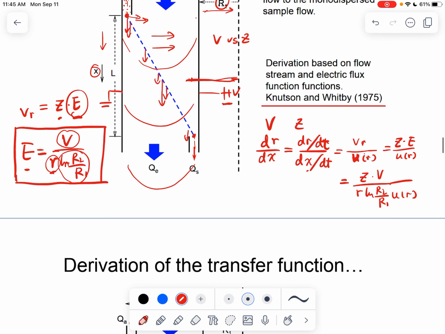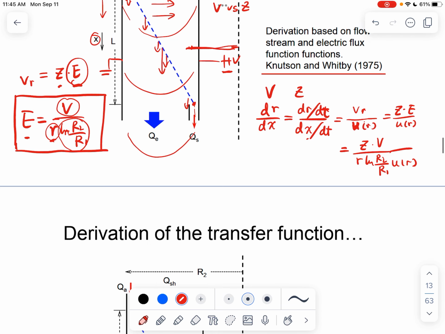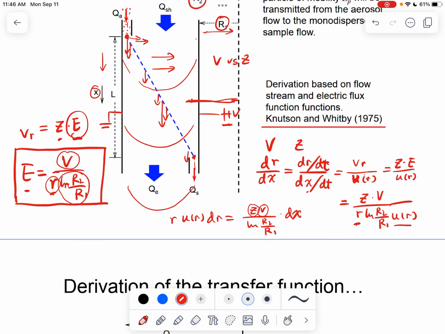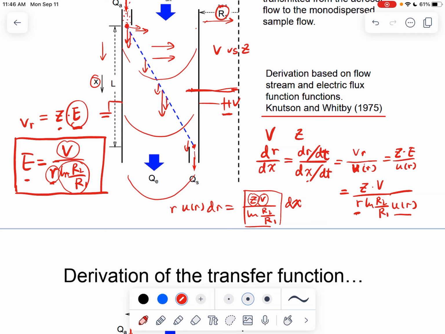Okay, so now let's just consider the particles that make this perfect run, from the center of the aerosol inlet to the center of the aerosol outlet. Let's consider we have this perfect size that goes through along this trajectory. So we could rearrange this equation here, and you could have R, UR, dr equals ZV divided by log R2 over R1 multiplied by dx. If we're just talking about this perfect size, then Z and V are just constants.